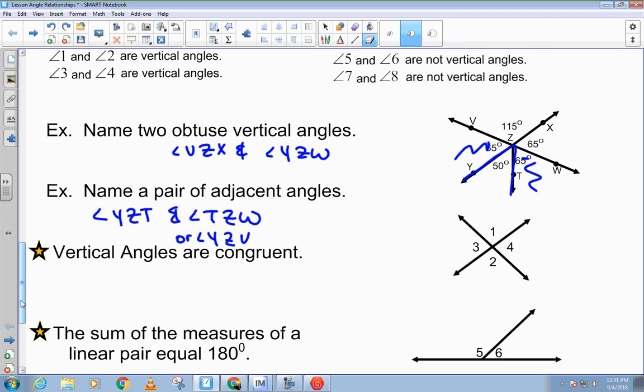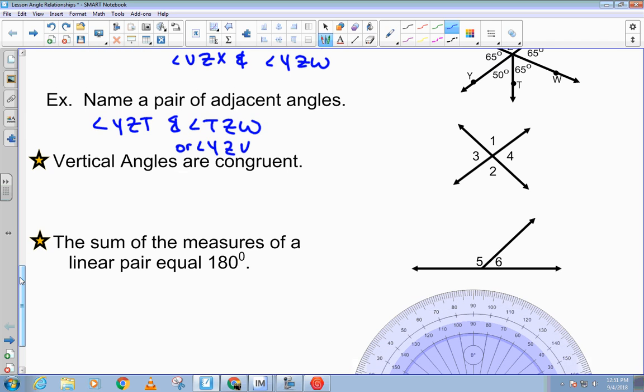Alright, now, some special things about vertical angles and linear pairs. Vertical angles are always congruent. Okay? Vertical angles are always congruent. So what would be my vertical angles here? 1 and 2. And so angle 1 is going to be congruent to angle 2. Okay, and I can mark that. Remember those little arcs? Single arcs indicate that those two angles are congruent.